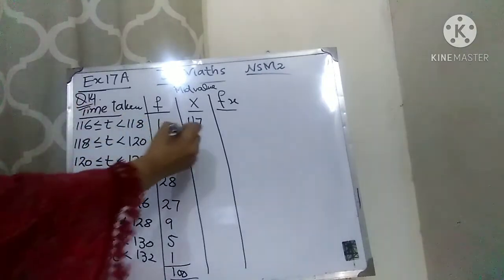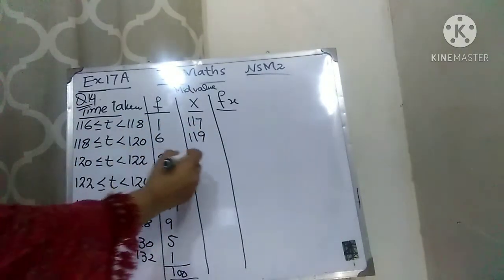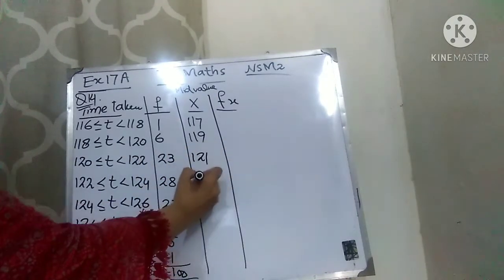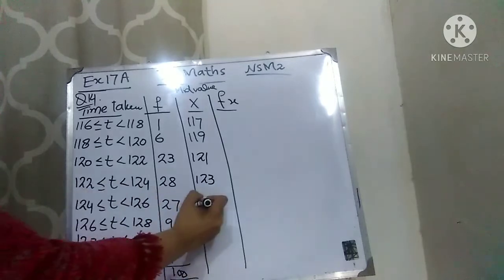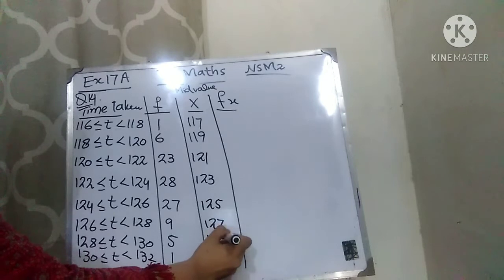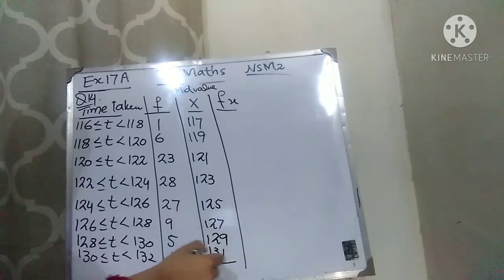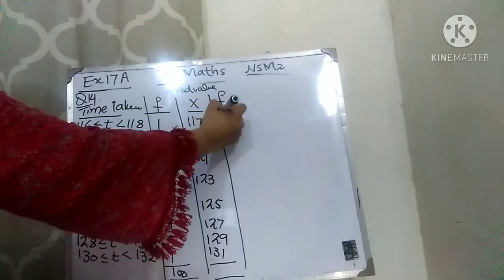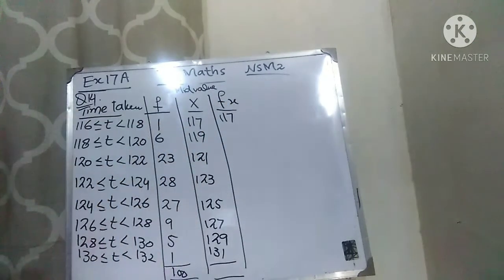In the same way, when you add 118 and 120 and divide by 2, you will get 119. In the same way, 120, 121, 123 and 125, 127, 129 and 131. Sum of f x means that you have to multiply f with x.